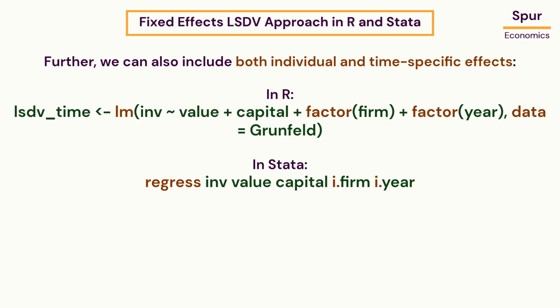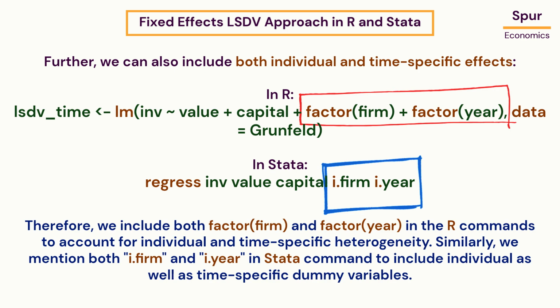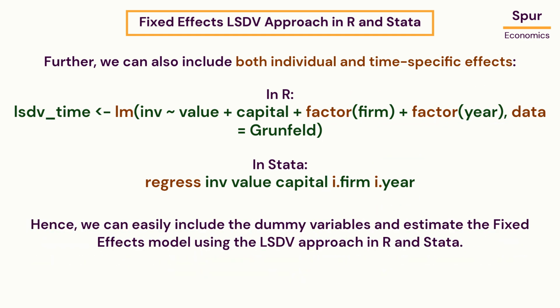Further, we can also include both individual and time-specific effects as shown in the set of commands. Therefore, we include both factor firm and factor year in the R commands to account for individual and time-specific heterogeneity. Similarly, we mention both I.firm and I.year in the Stata command to include individual as well as time-specific dummy variables. Hence, we can easily include the dummy variables and estimate the fixed effects model using the LSDV approach in R and Stata.